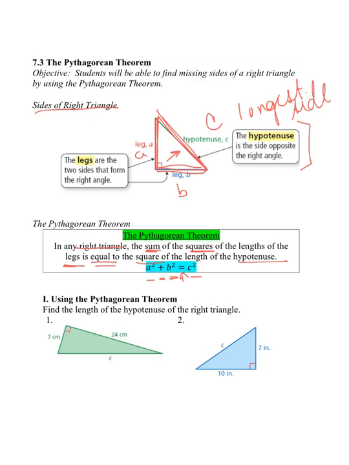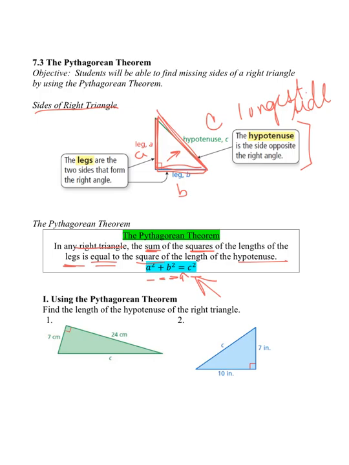It's this relationship that a right triangle has with these legs and that hypotenuse, that in order for it to be a right triangle, this will be true. If this is not true, it is not a right triangle. So you can use the Pythagorean theorem to find missing lengths of right triangles.